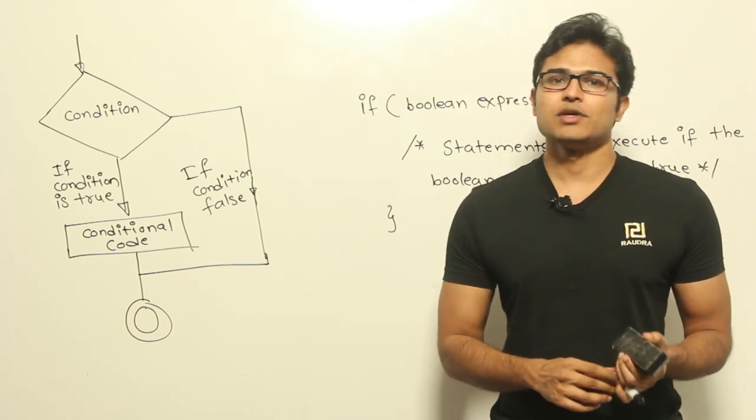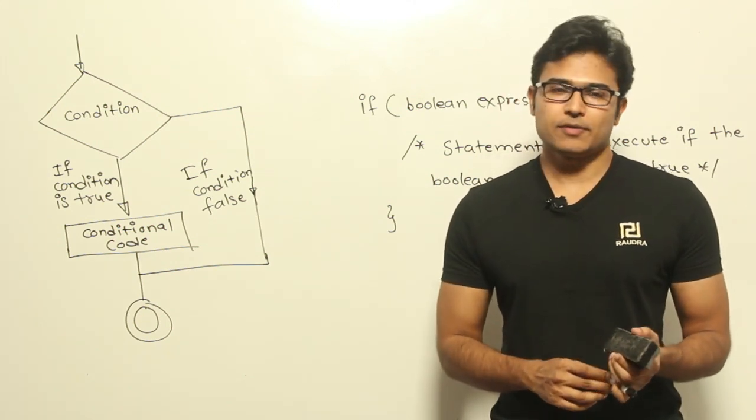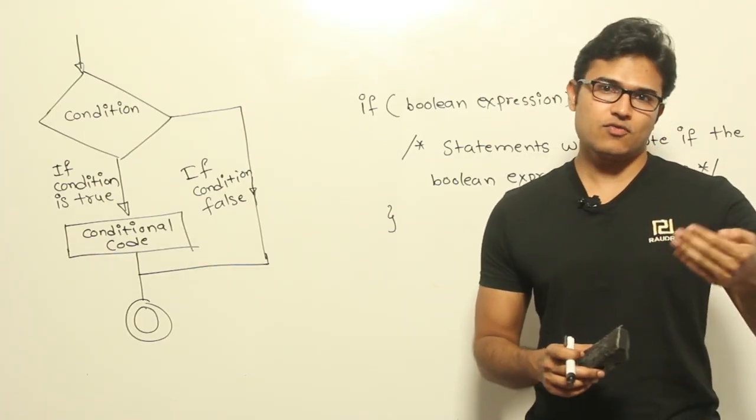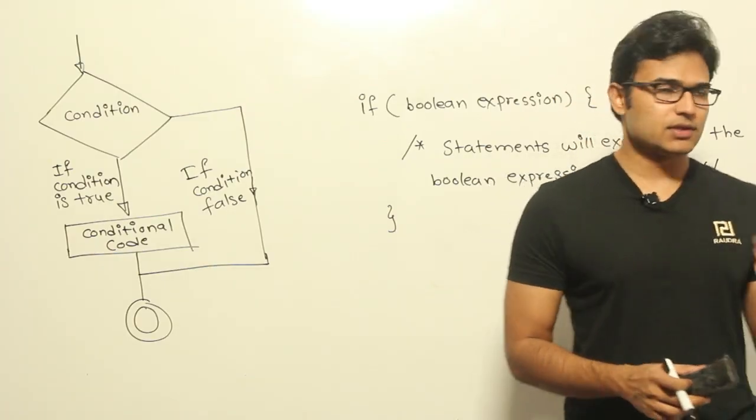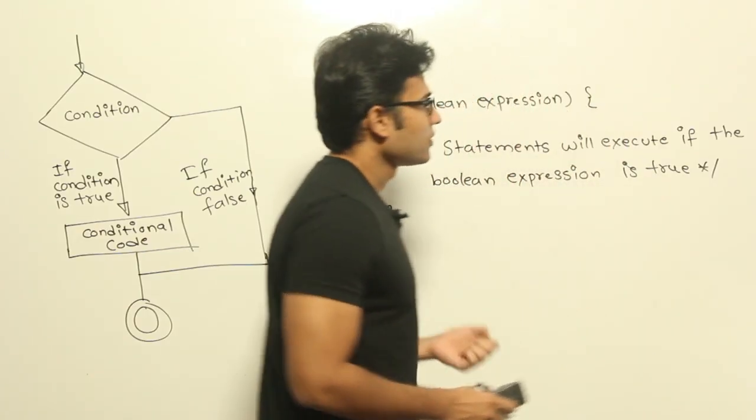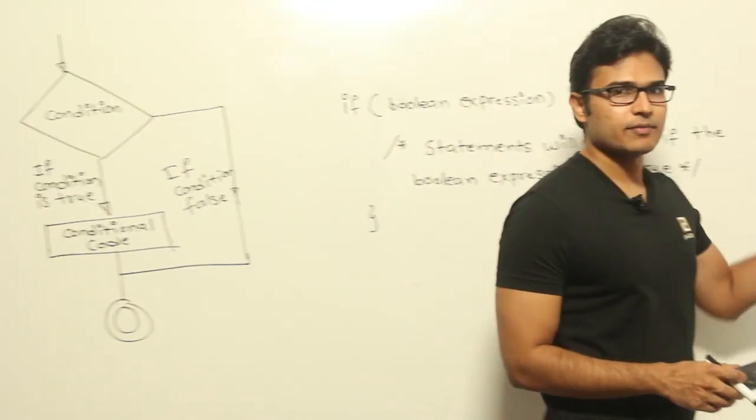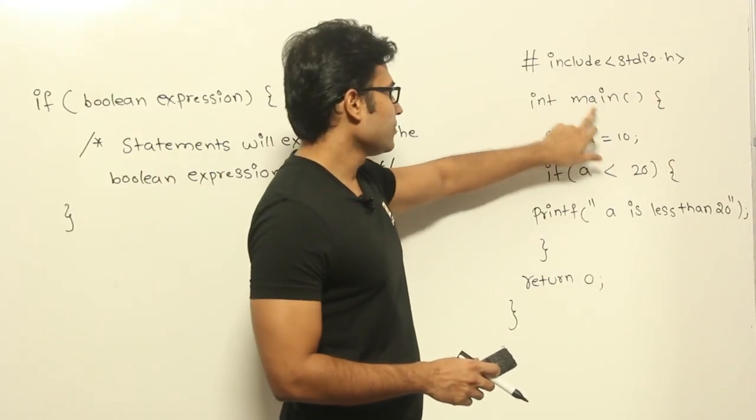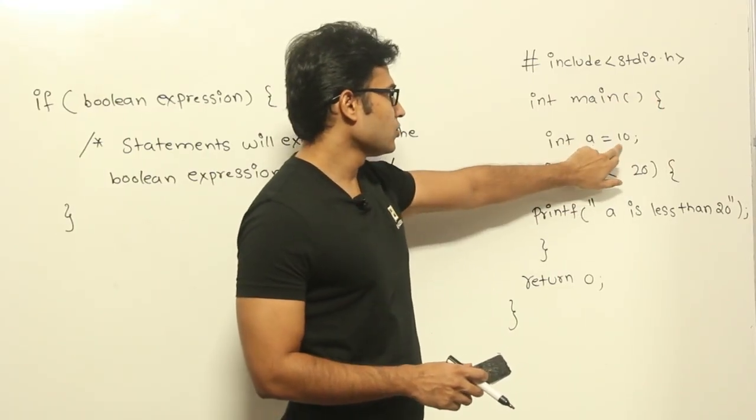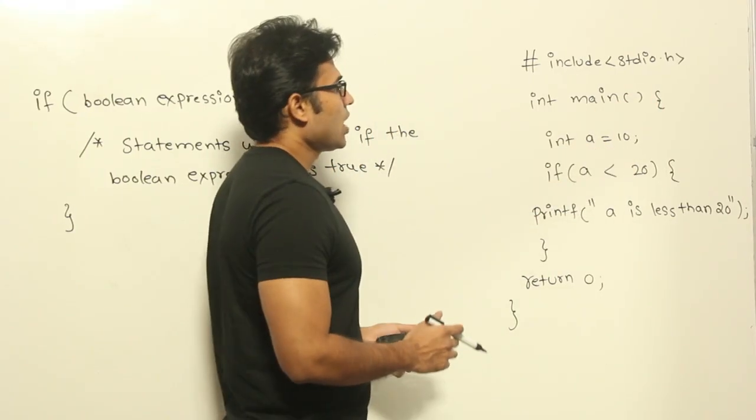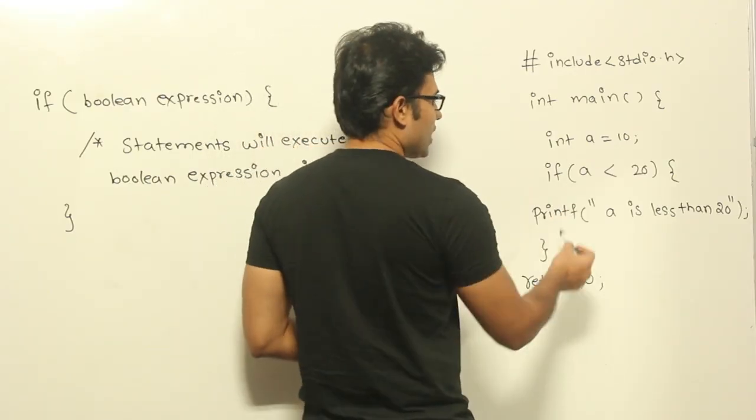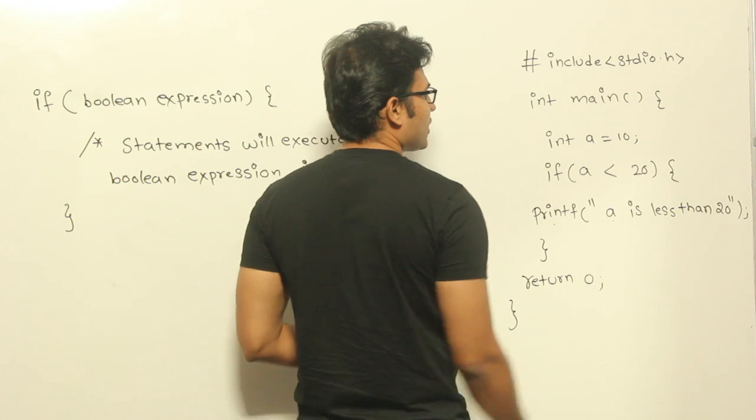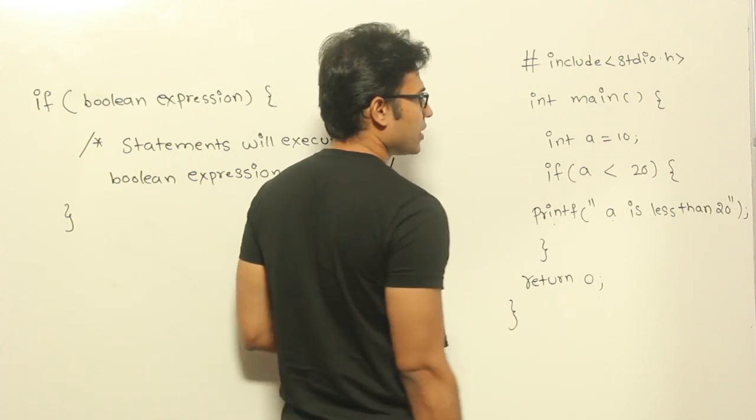One of the ways is by using the if condition. The keyword if is used to do such kind of conditional evaluation. Just see this example once here. Let us say this is the program: #include <stdio.h>, int main, int a = 10. Now if a is less than 20, I want to print that a is less than 20. If a is not less than 20, then I don't want to print it, right?